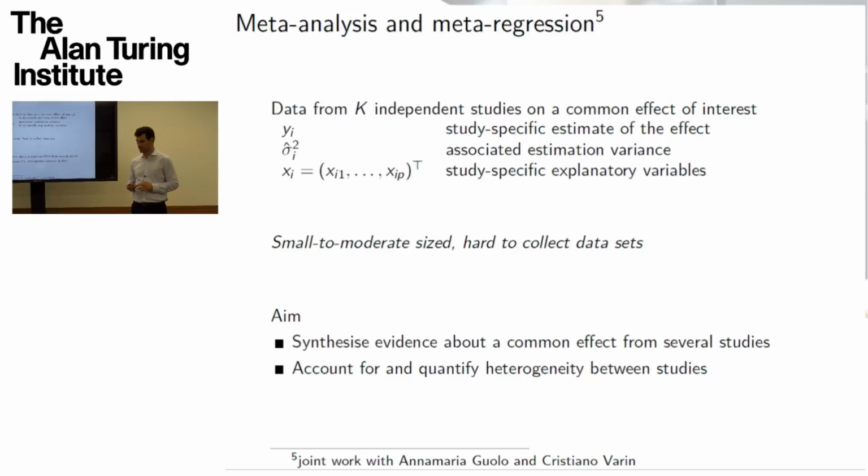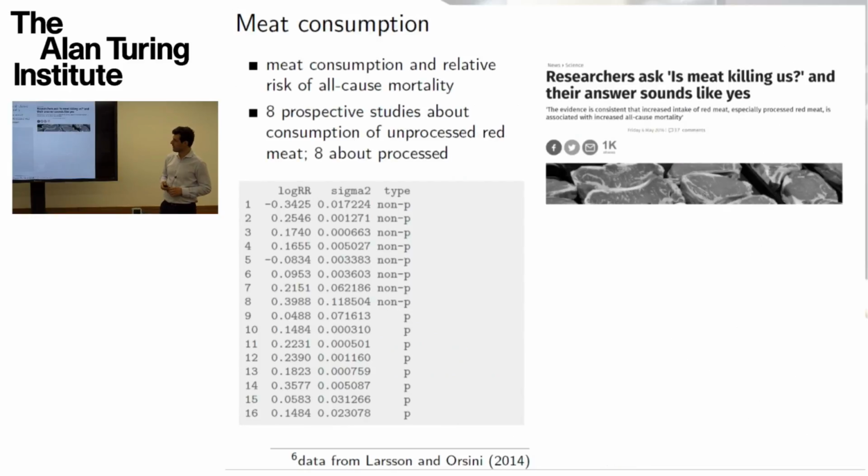traditional setting where you have small to moderate at best sized data sets, and they are usually very hard to collect. So someone has to sit down, usually for years, to do systematic reviews and analyze what each paper had done and how the experiments were carried out. One example of that is the meat consumption data.